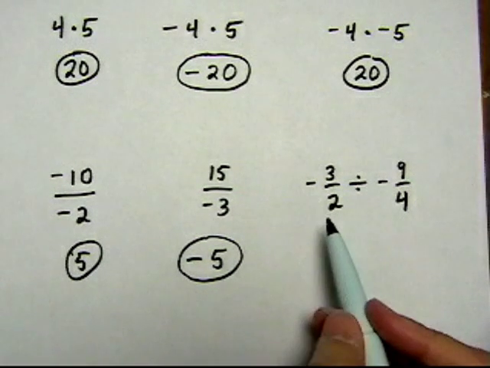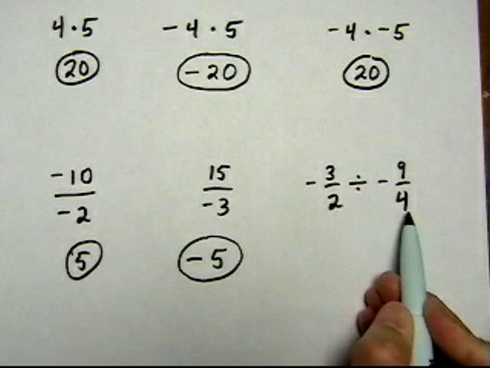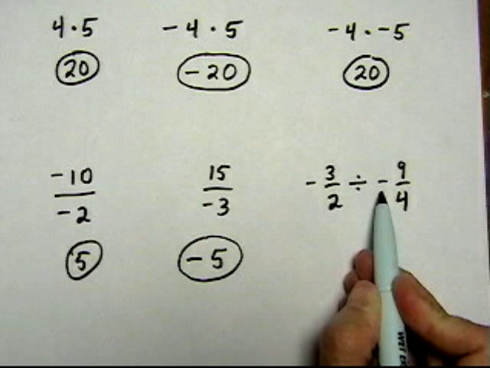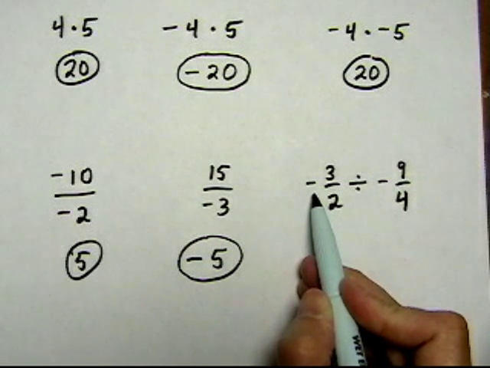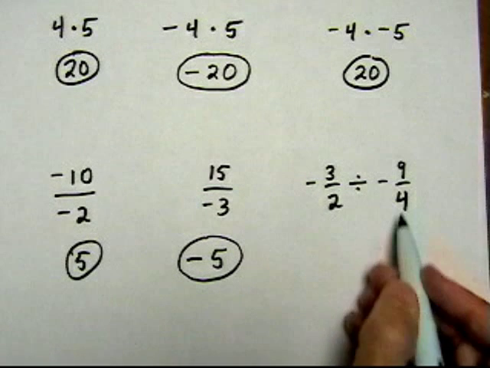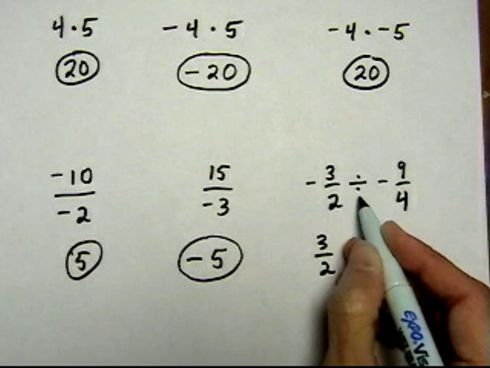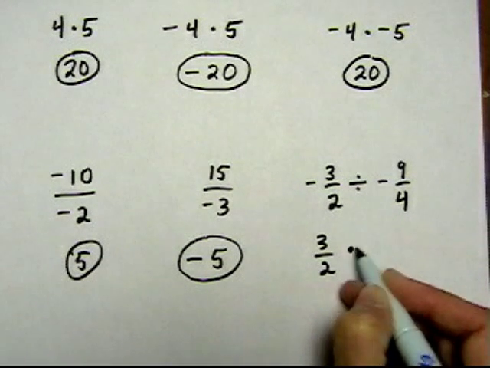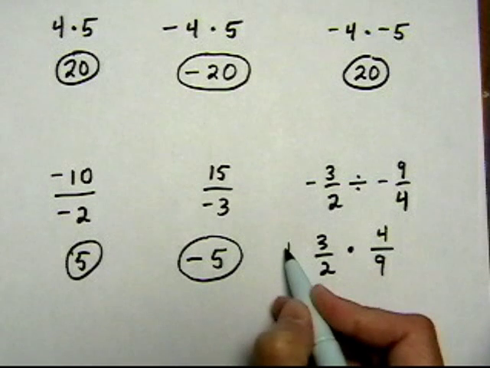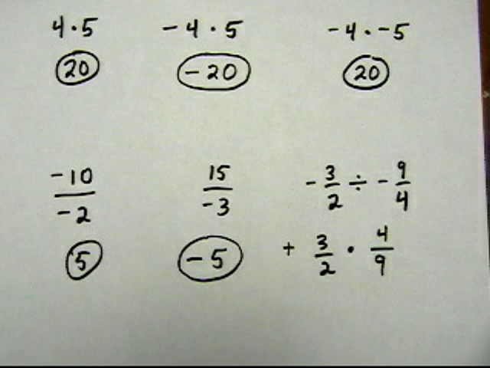And here we have fractions being divided. Negative 3/2 divided by negative 9/4. So the first thing I notice is that we have two same signs, negative divided by negative, so we're going to get a positive answer. And then we want to do 3/2 times, so change division to times, the reciprocal 4/9. And I know my final answer is going to be positive because it's a negative times a negative.